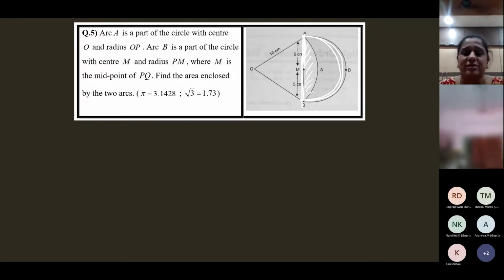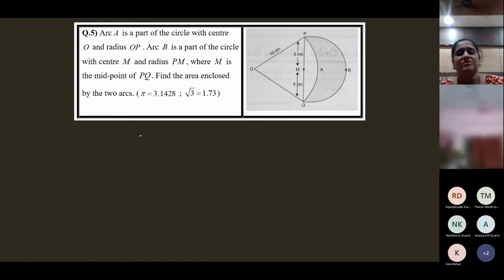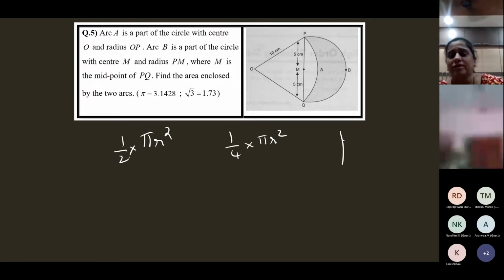So how do you find the area of a semicircle? Half of pi r square. See here. Area of a circle is pi r square. Semicircle is half into pi r square. Quadrant is 1 by 4 into pi r square. Because what's a quadrant? It's a quarter of a circle. A quarter circle is a quadrant. So this is 1/4 of a circle, so 1 by 4 into pi r square is the area.